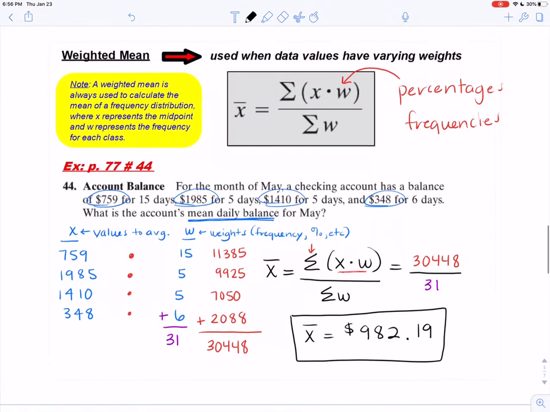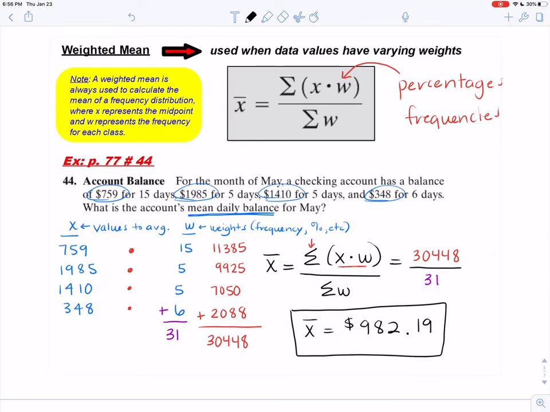And so it's going to work that way anytime you have values with differing weights. And like I said, many times those are frequencies. How many times did this occur? It's very common to see percentages. This counts 20%. This counts 30%.